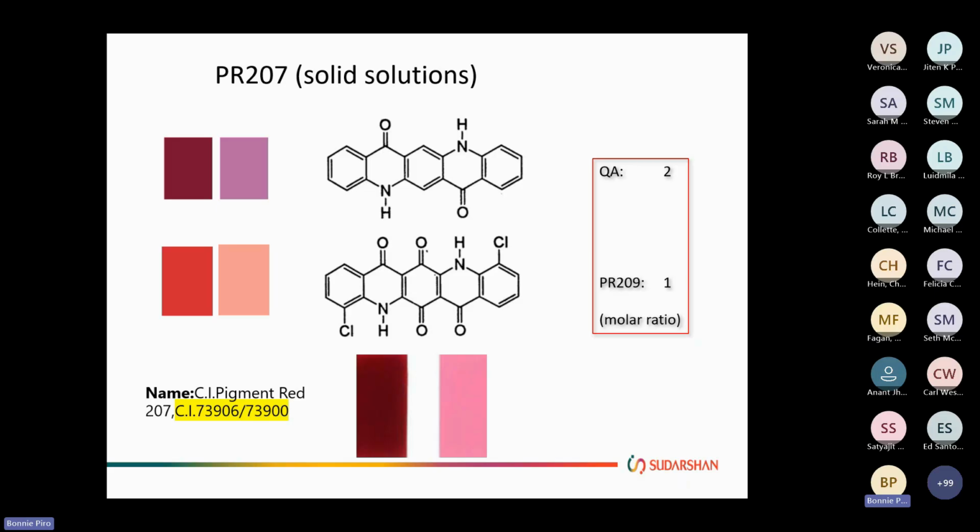Another example, and this goes to that second option from a solid solution perspective. Here we've created the Pigment Red 207, and this is a mixture of 2 parts quinacridone and 1 part Pigment Red 209, which is a single quinacridone that we discussed earlier. So this is that second mixture that we talked about. Again, you can also definitely identify it with the color index number as 2 distinct compounds within that color index.